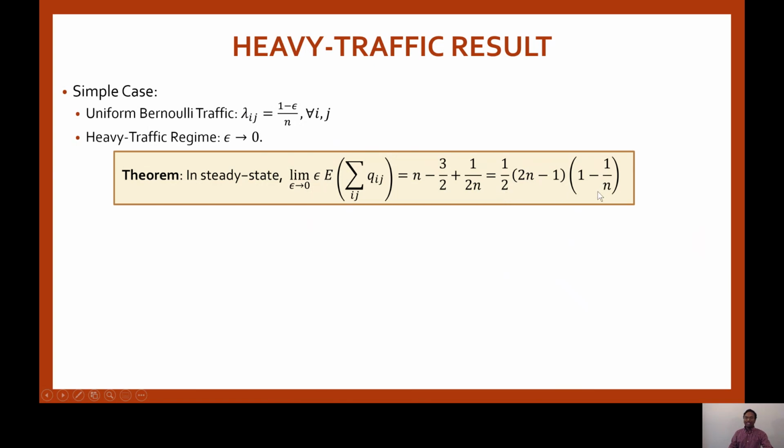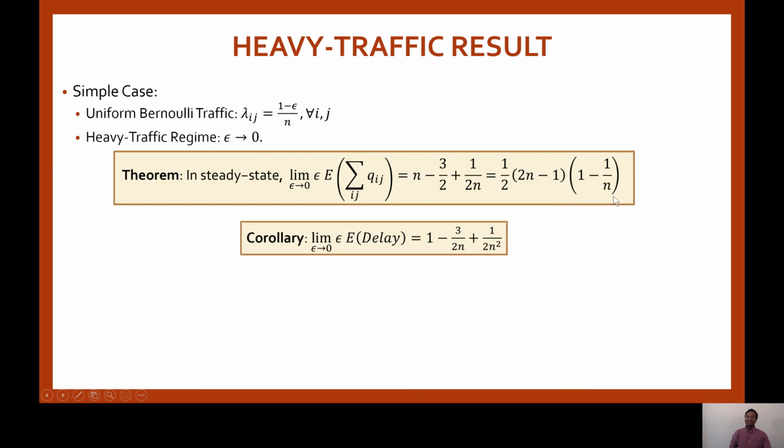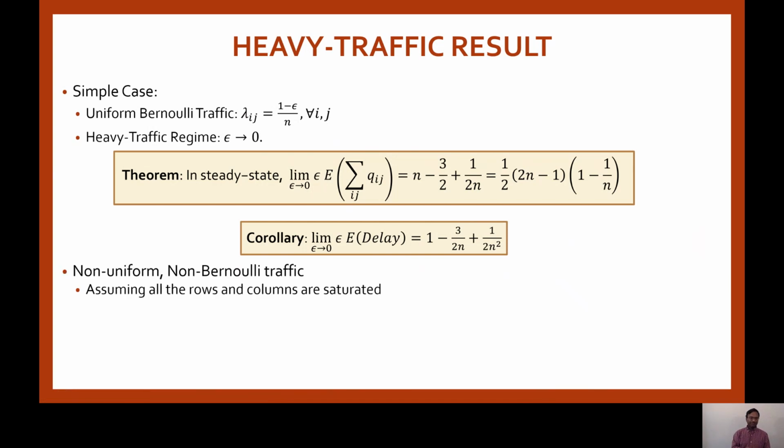And this 1 minus 1 over n is simply the sum of the variances for each row. If you look at the variance of each queue's arrivals and then add it up over the whole row, we essentially get 1 minus 1 over n. Then using Little's law, we can find the average delay in a switch, which is simply obtained by dividing this by the total arrival rate, and that's order 1. And this is what I promised, that the average delay does not scale with the size of the switch.